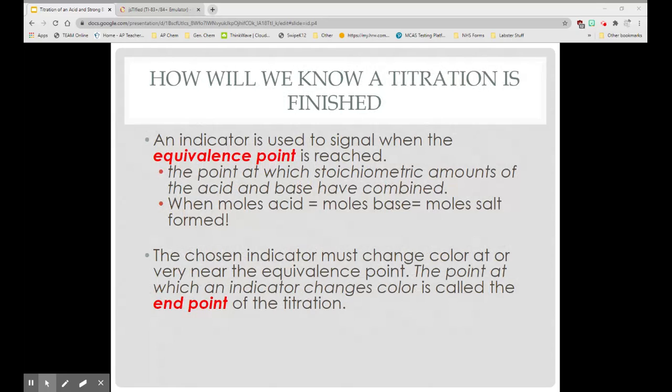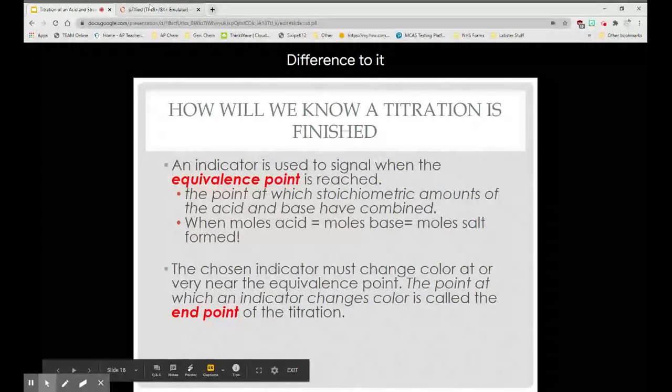So when we're talking about an acid base titration, we're going to use an indicator to tell us when the equivalence point is reached. So the equivalence point is when your moles of acid equals your moles of base equals your moles of salt formed. Now, the indicator actually changes color just before the equivalence point, or right at it. Once our indicator changes and there's no more ambiguity to it, there's no difference to it, that is the end point.